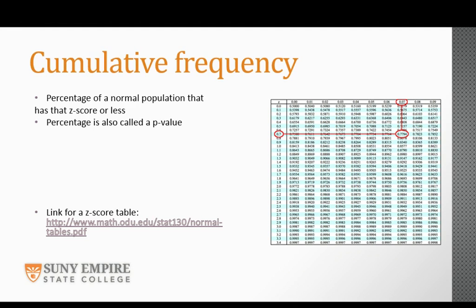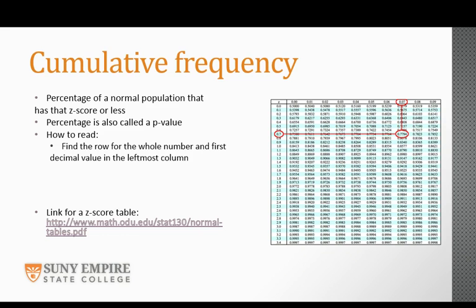A link is provided for one such table. But how do we read these tables? Most of these charts will provide p-values for z-scores with 2 decimal places. First, find the whole number and the first decimal place in the leftmost column of the chart. This identifies the horizontal row of values you will focus on. Note that the chart on screen only has positive values. Most sites and books have a separate chart for negative z-scores.